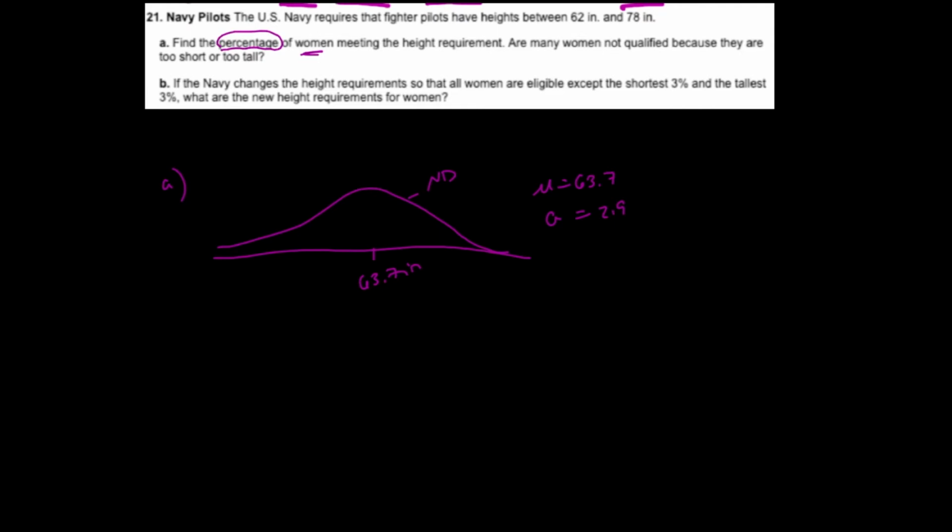I'm looking for percent. Well, first of all, where is 62 relative to 63.7? It's less than it. So 62 is over here. So 62 inches is a little less than average for women. That is the lowest requirement to be a U.S. Navy fighter pilot. 78 inches, and it doesn't have to be perfect, but 78 inches over here is the highest. So find the percentage. What is percent on this? Percent is, somebody say it.